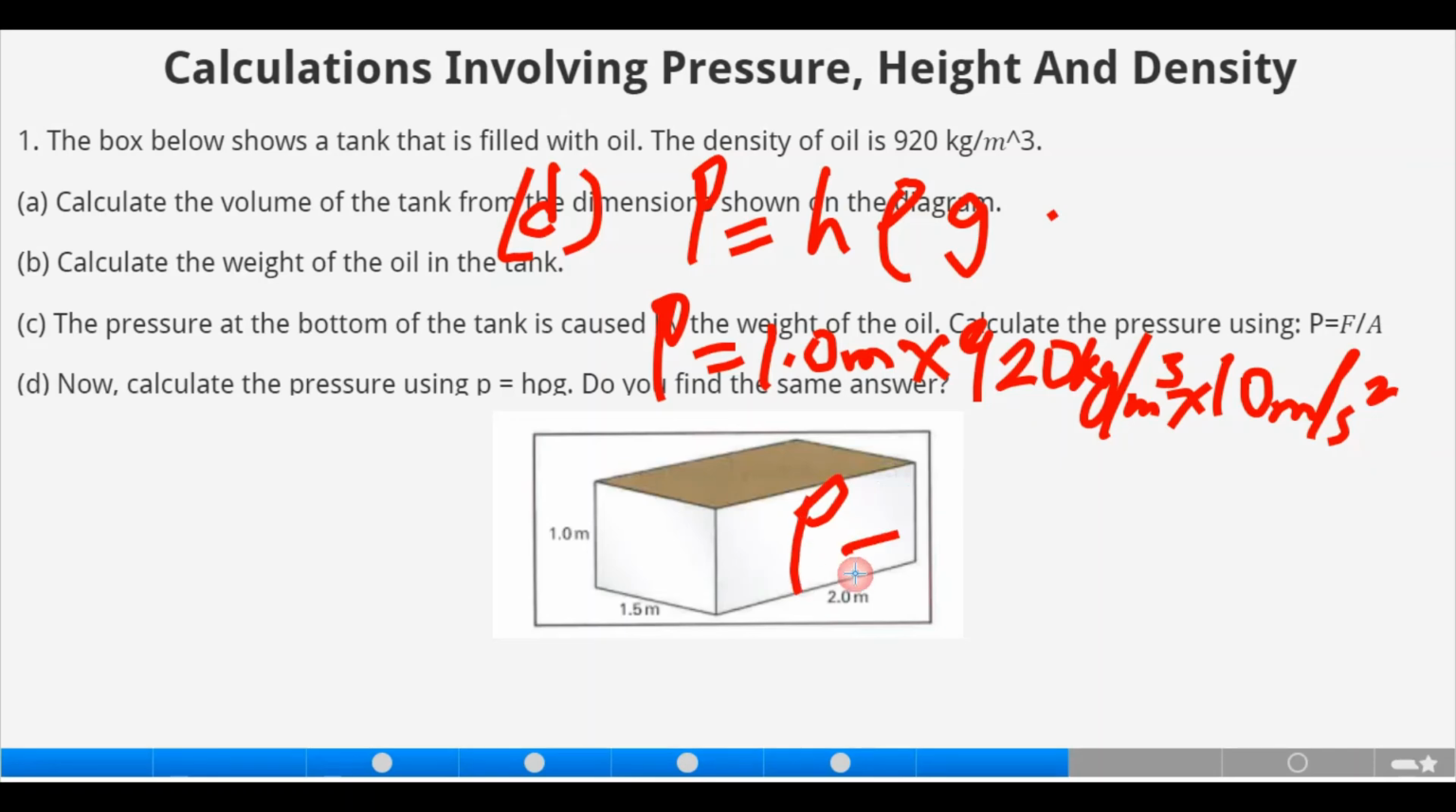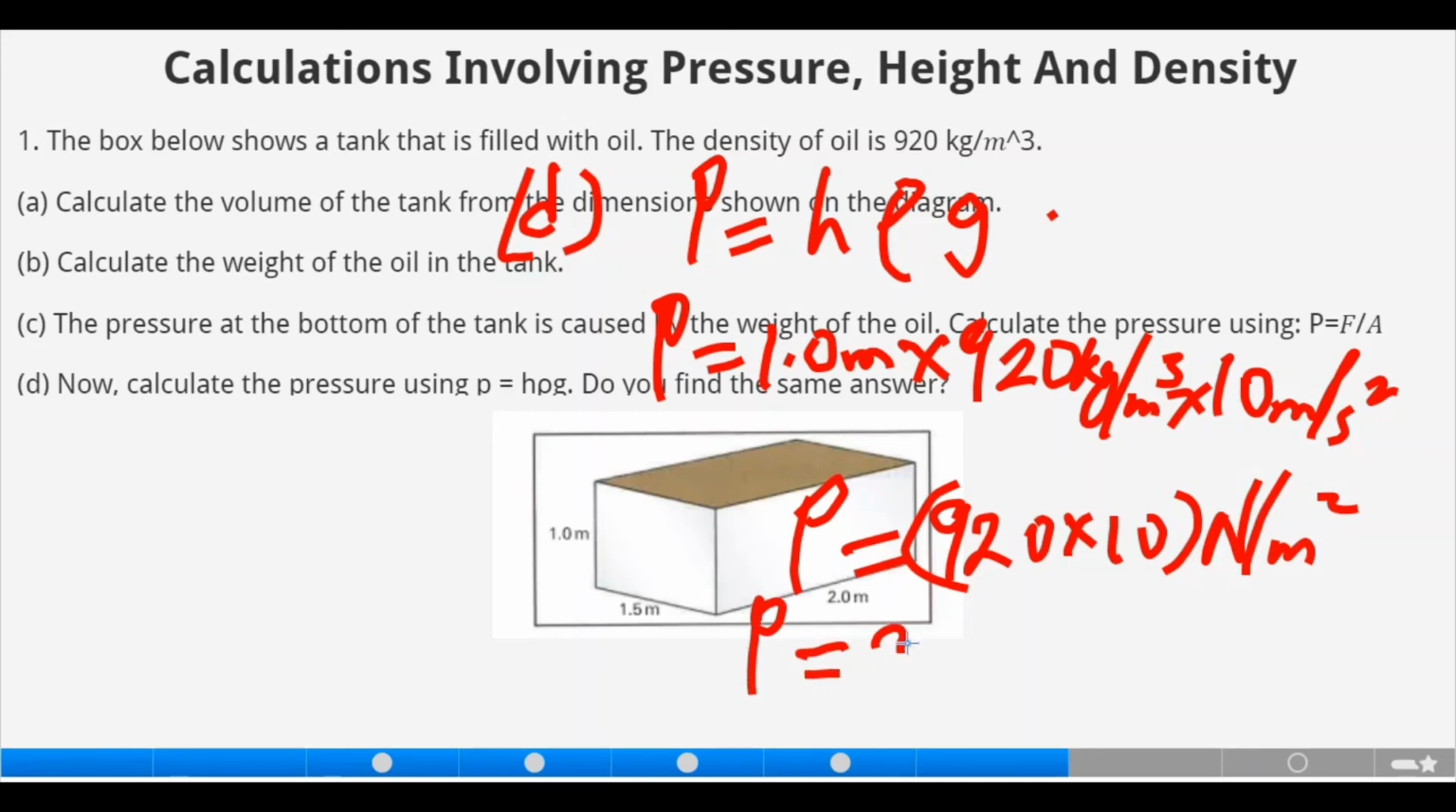So P now is 1 times 920, that's 920. 920 times 10, Newton per meter square, and that gives 9,200 Newton per meter square, 9,200 Pascal. You will discover that the answer to C and D are all the same.